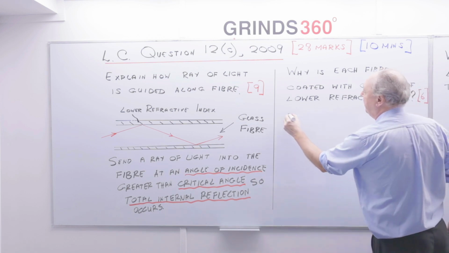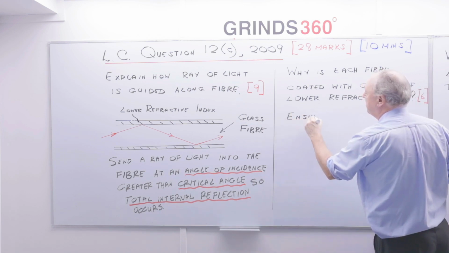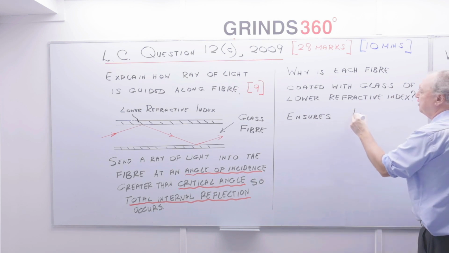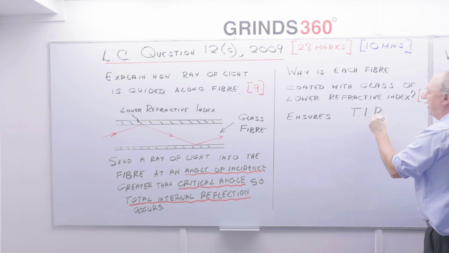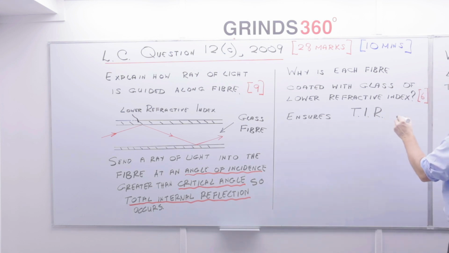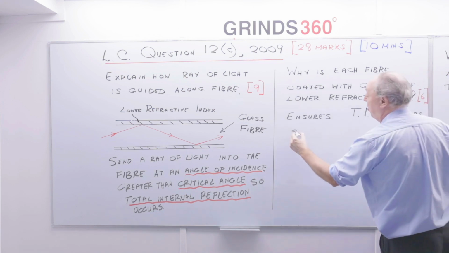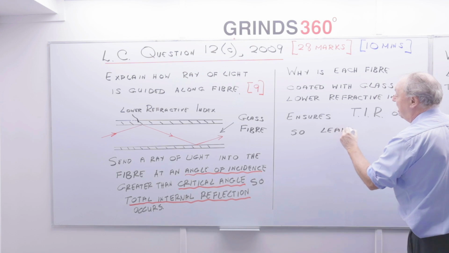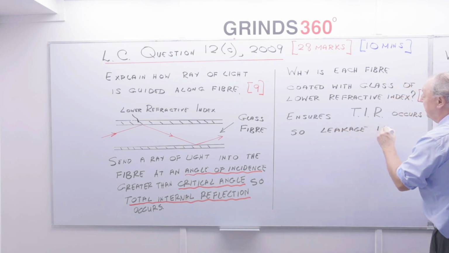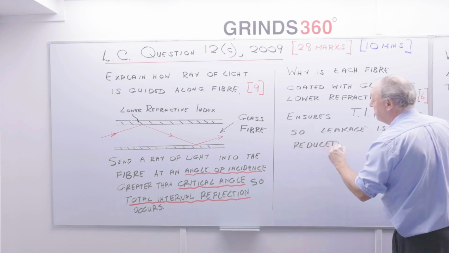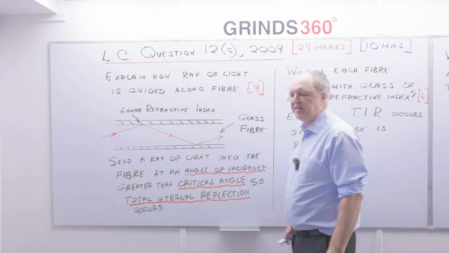It ensures total internal reflection takes place. Sometimes I call it TIR, but in the exam I want you to write down the full thing. Ensures TIR occurs. So leakage of light is greatly reduced. So they're the two things that I want to say.